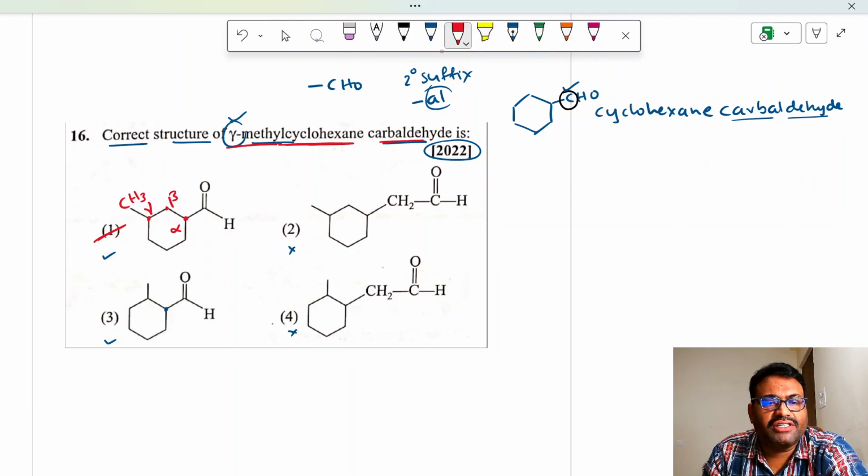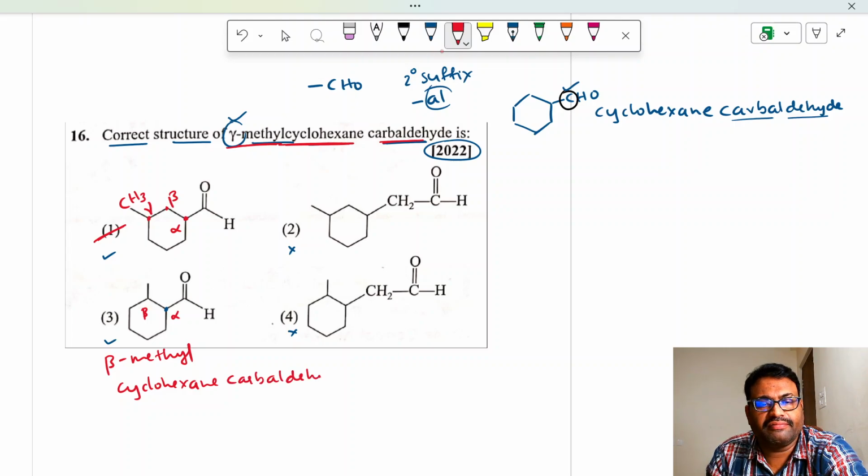So what will this be? Alpha, this is beta. So this is beta methyl cyclohexane carbaldehyde. So this will be the name of the third structure.